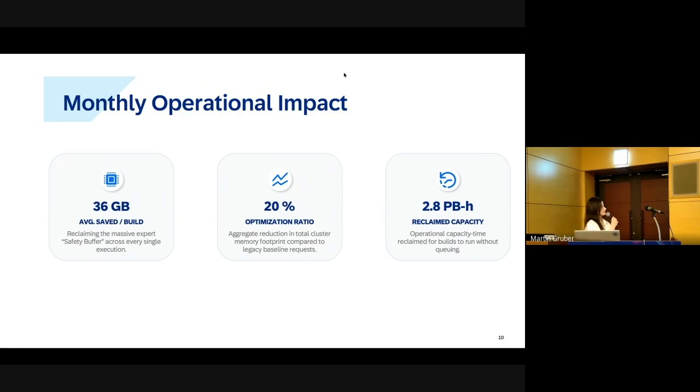And maybe the most important metric here is also how much capacity we have saved. This can translate to 2.8 petabytes per hour, and this is operational capacity time reclaimed for builds without queuing.